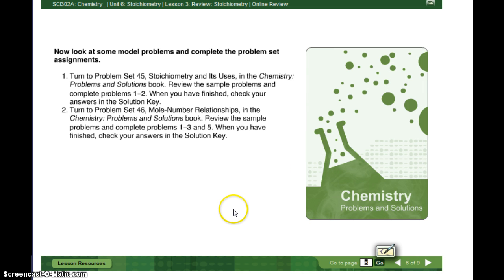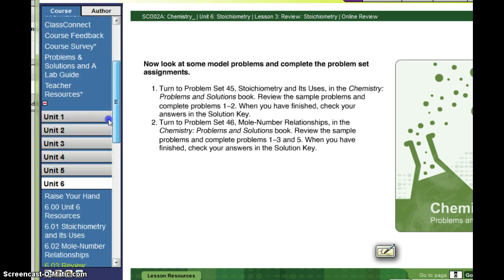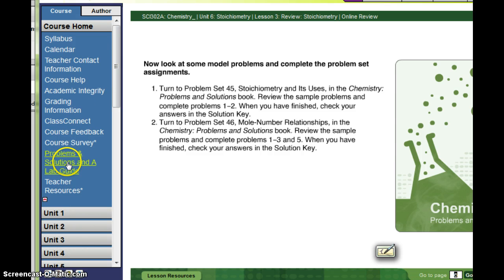Now look at some model problems and complete the problem set. Turn to page 45, Stoichiometry and its uses, in the Chemistry Problems and Solutions book, doing problems number 1 and 2. It is very important that you do those when it tells you to. So, again, you scroll up and you find Problems and Solutions, a lab guide.